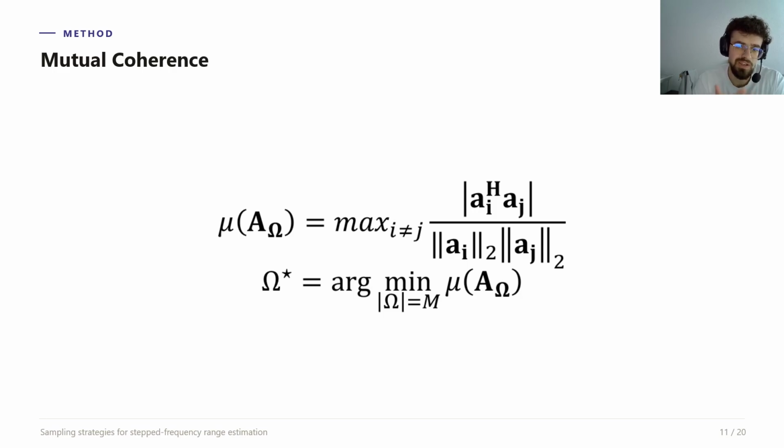So low coherence is good, because different ranges look different. High coherence is bad, because one range can look like another, which can create side lobes and make OMP pick the wrong peak. The second equation shows the ideal goal, which is to choose the M frequency samples that make the worst case overlap as small as possible. This is once again an NP hard problem, so that's why it's important to have a good sampling strategy.